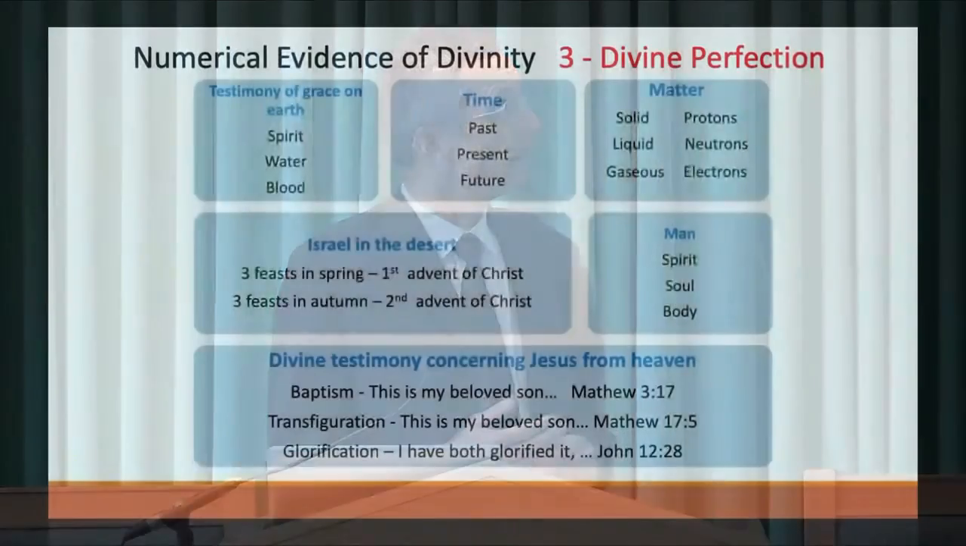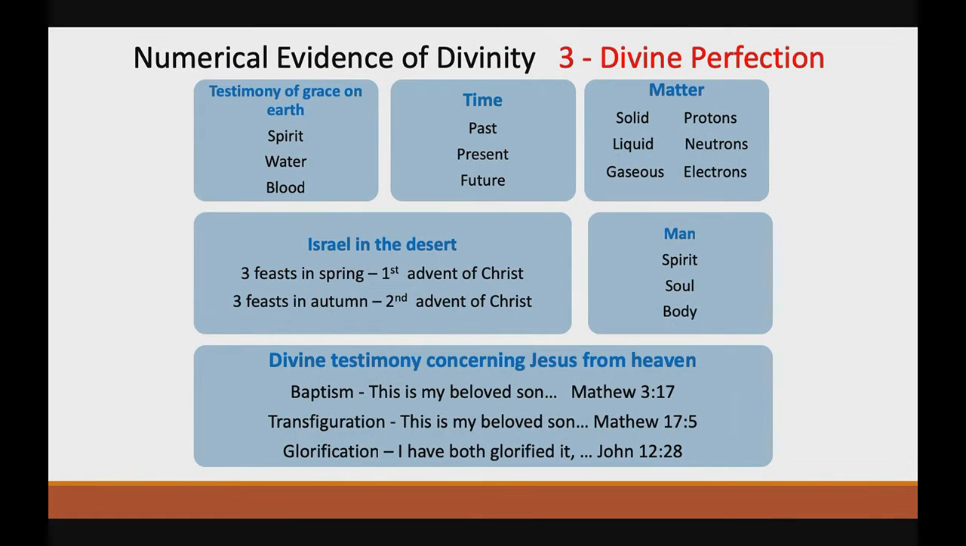More evidence. The testimony of grace on earth: spirit, water, and blood. Our time is divided in how many numbers? Three. The past, present, and the future. The matter is composed of solid, liquid, and gaseous. The smallest part of the matter, the atom, is protons, neutrons, and electrons. Everything is divided by three.